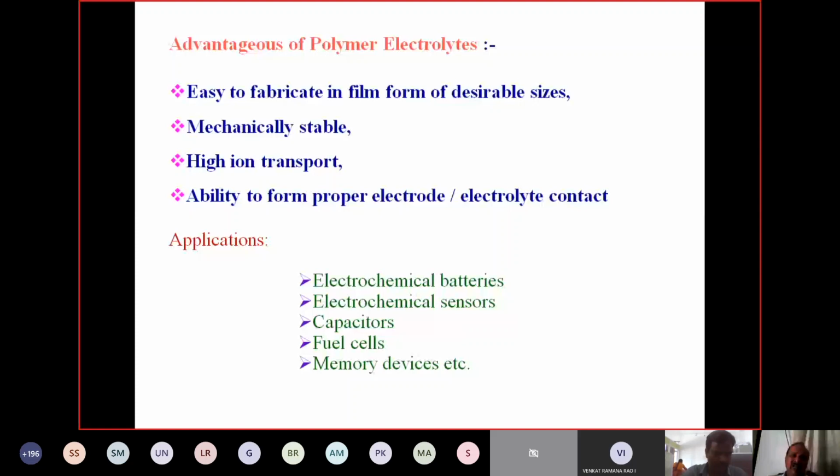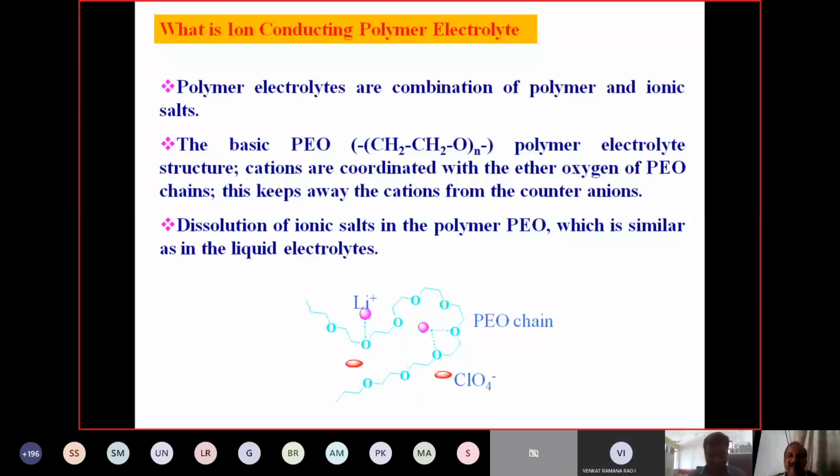Okay. So what is an ion conducting polymer? So far I have given the advantages and applications of polymer electrolyte materials. But what is a polymer electrolyte material? A polymer electrolyte material is nothing but a combination of a polymer and an ionic salt. That means if you take the two components, we combine them together by using different techniques, and that we call a polymer electrolyte, which has higher conductivity. Here, a simple example I have given.